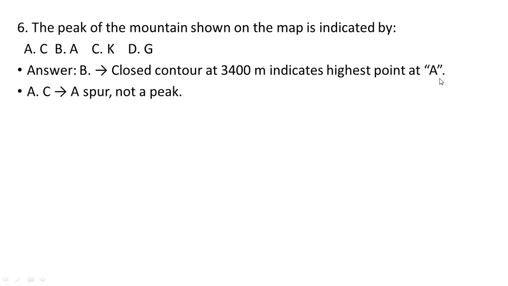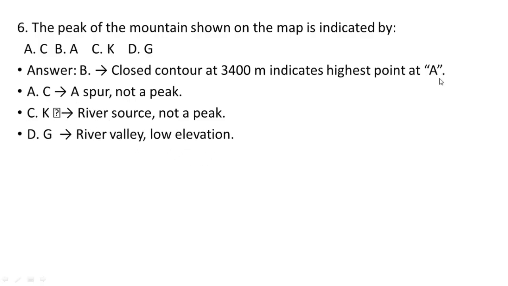C is a spur, not a peak. Point K is a river source. Again, it is not a peak. Okay. Point G is a river valley. Why? Because it is at lower elevation.